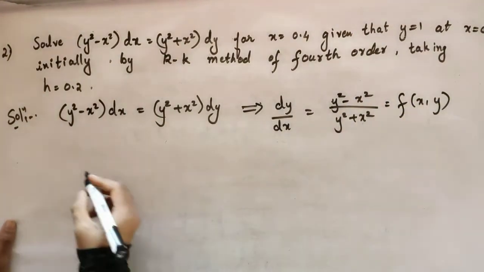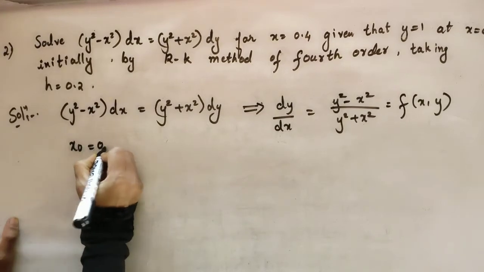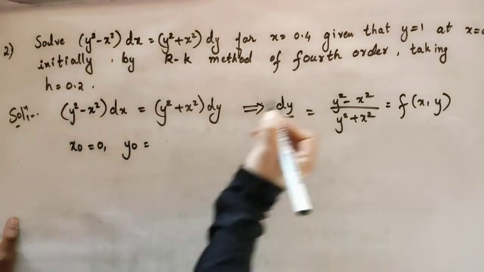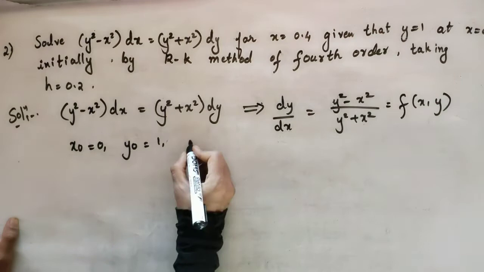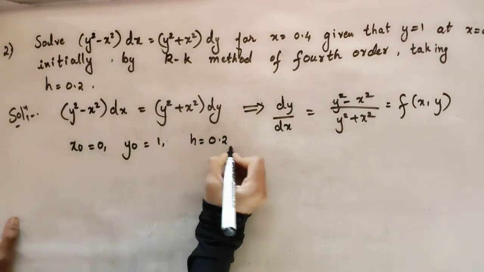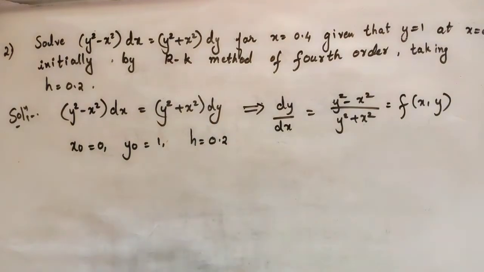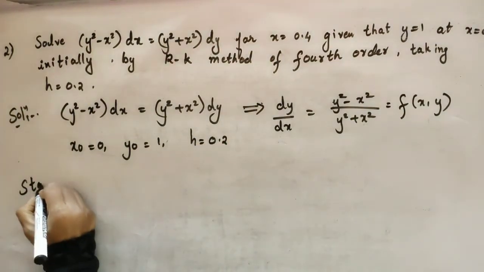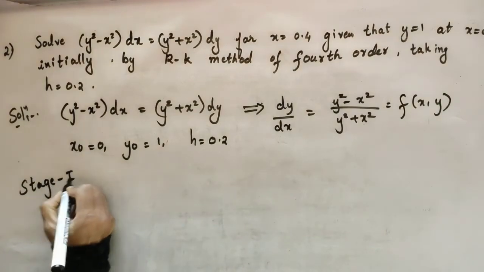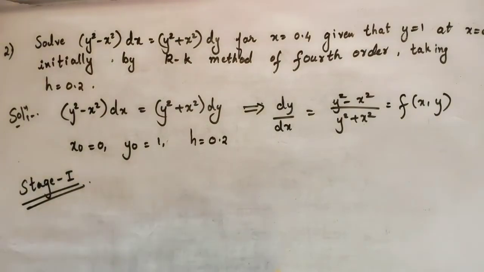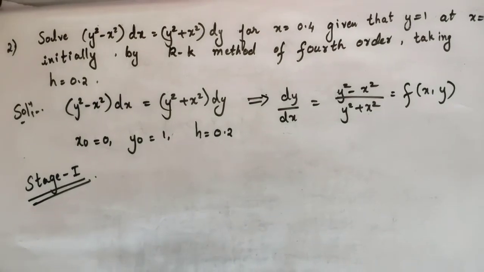Now what has been given? Initially x naught is 0, y naught is defined to be 1. Write that. You have been asked to take h is equal to 0.2. Take that as well. Now let us go for stage 1, wherein we will end up with y of 0.2. Okay, let's work for that.